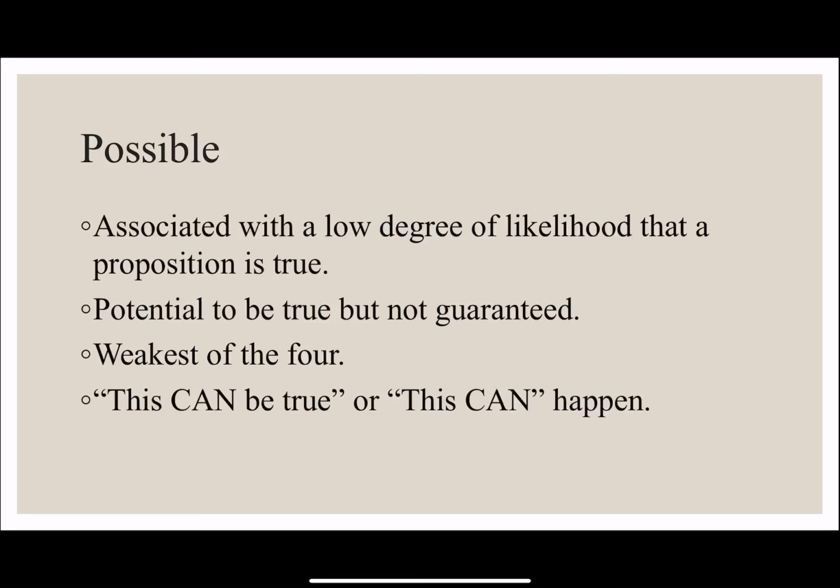Possible is associated with a low degree of likelihood that a proposition is true. In other words, the arguments that we are making have the potential to be true. However, there is no guarantee. Because of this, it is the weakest of the arguments. You might hear people say, this can be true or this can happen. These arguments demonstrate a possibility. However, they are weak because there is no logical evidence to support such claims.